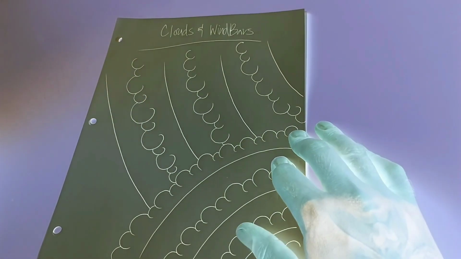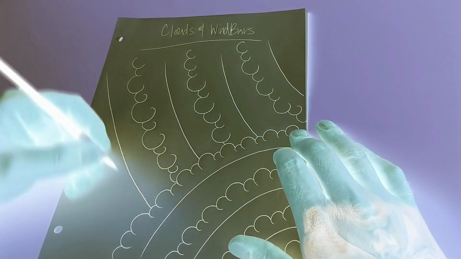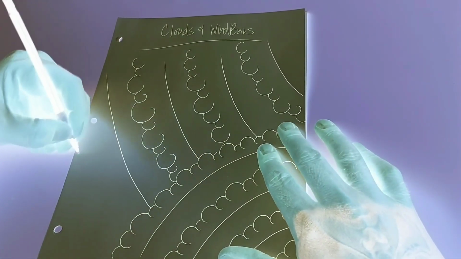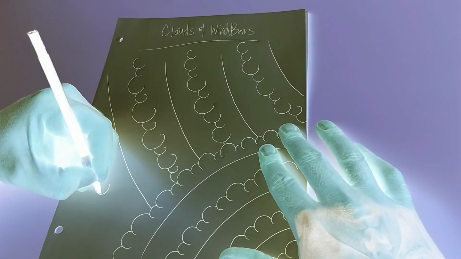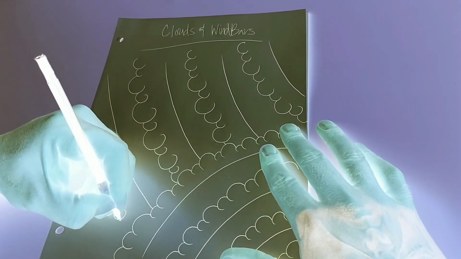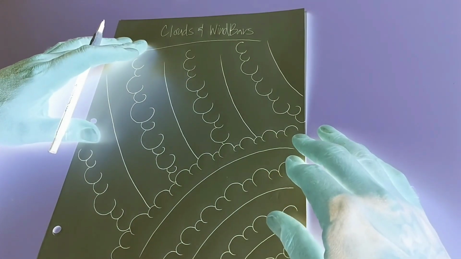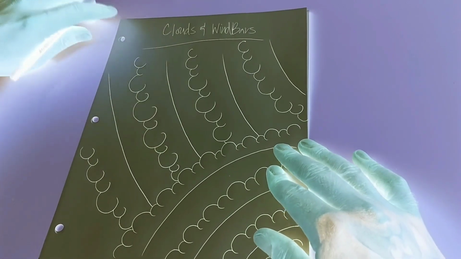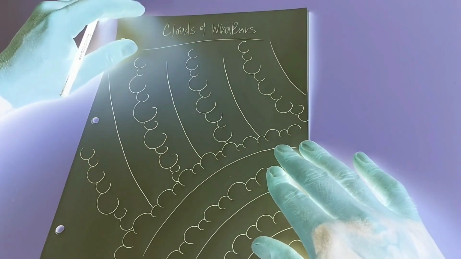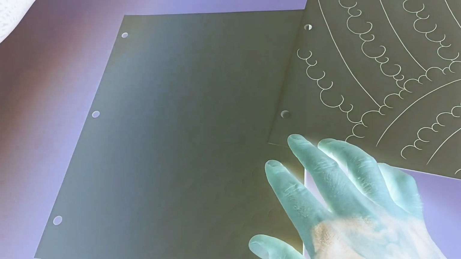Alright guys, and let's just throw the last row down here. Alright, so it looks like we've got a page of clouds and wind bars. The next thing we do before I roll these up, let's move this page over here. Let's get a new paper.